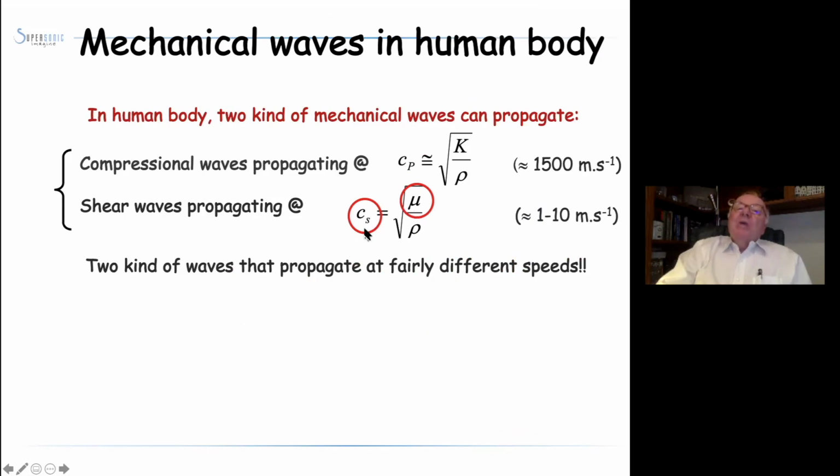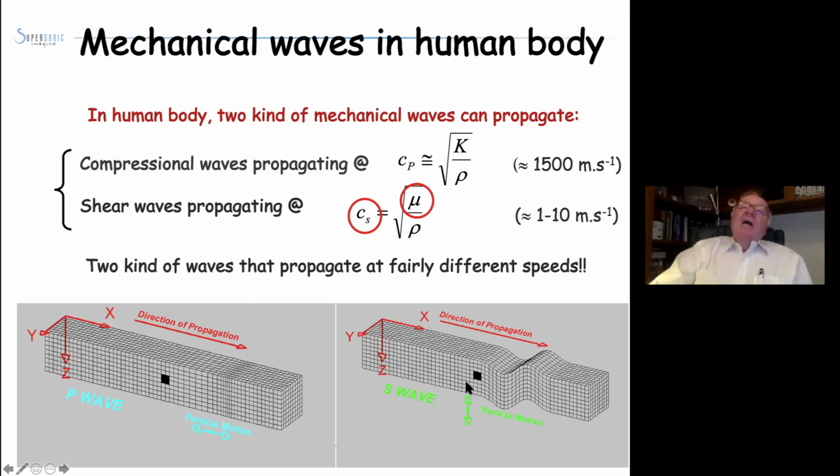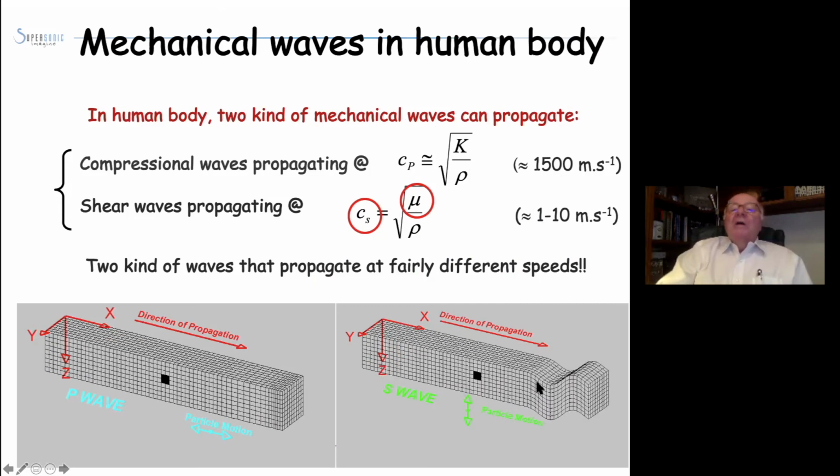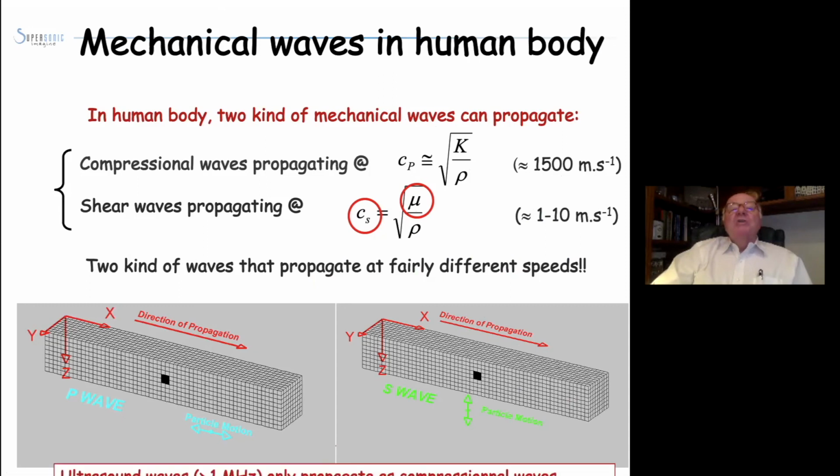Shear wave velocity in tissue is no more than around 10 meters per second, while the conventional longitudinal wave or compressional wave, well known to all of you, is around 1,500 meters per second. And the displacement in a shear wave is perpendicular to the direction of propagation of the wave.